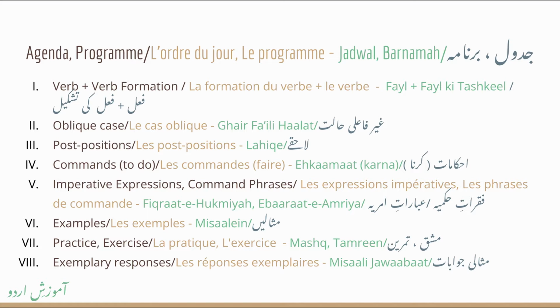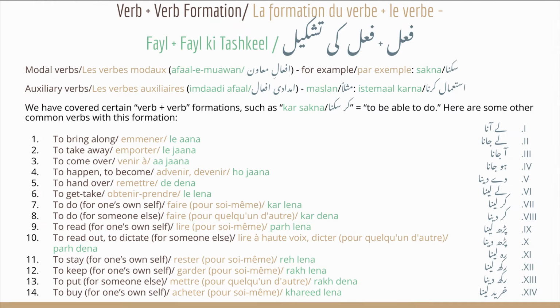In this lesson, we will be covering the following subjects. Verb plus verb formation. Fayl jama fayl ki tashkeel. So modal verbs in Urdu are called af'al mu'awwal. An example of this is sakna. Auxiliary verbs, which are in Urdu called imdadi af'al. An example would be like karna and istimal karna.